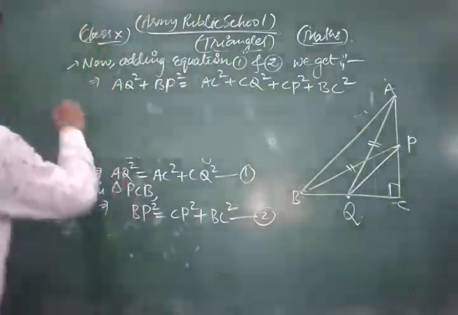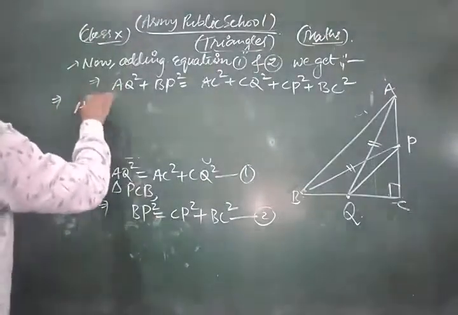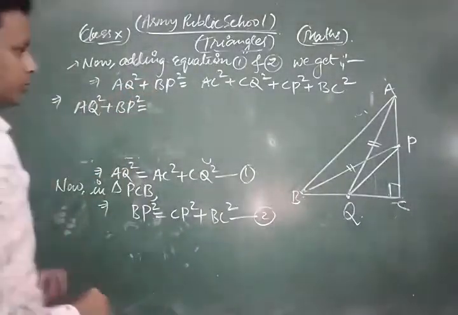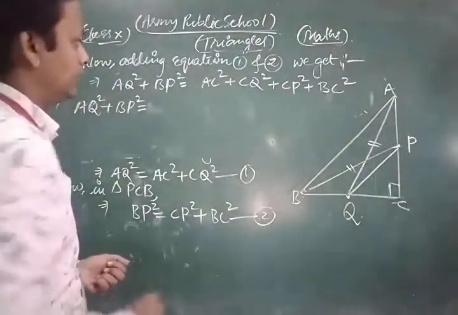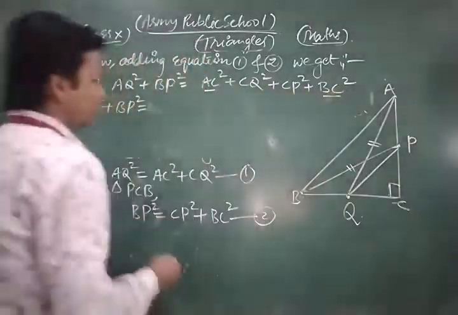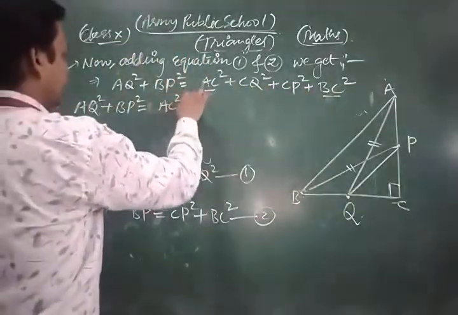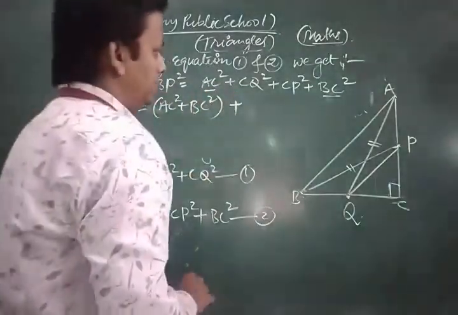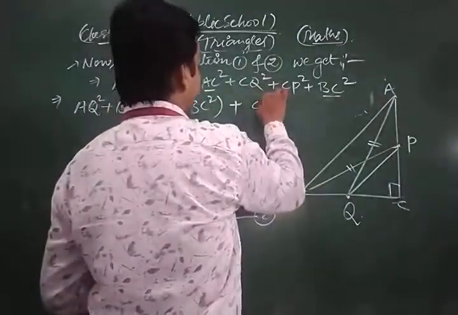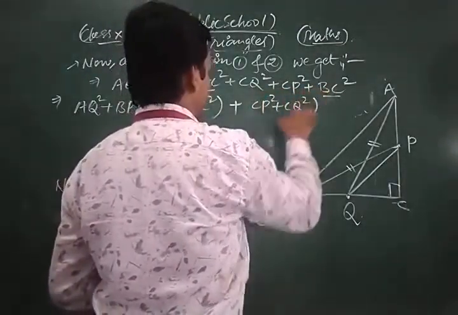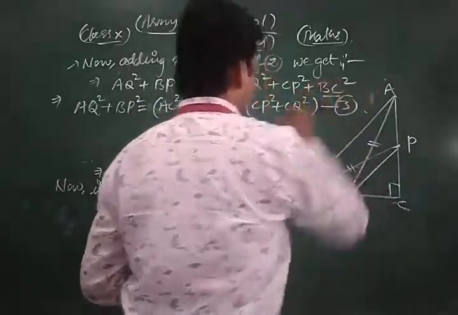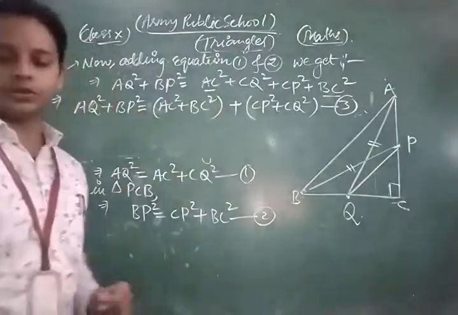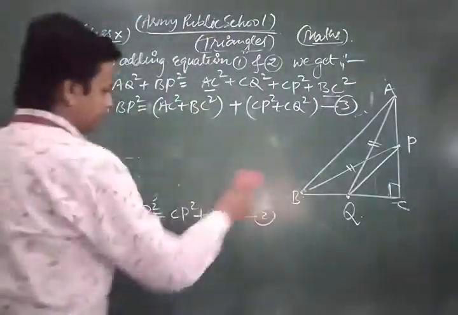Now we arrange properly. AQ square plus BP square is equal to, look, now we take AC square and BC square together, and plus CP square plus CQ square together. We take this as equation number 3. Means adding equations 1 and 2, in this way we get equation number 3. Now look again from the figure.